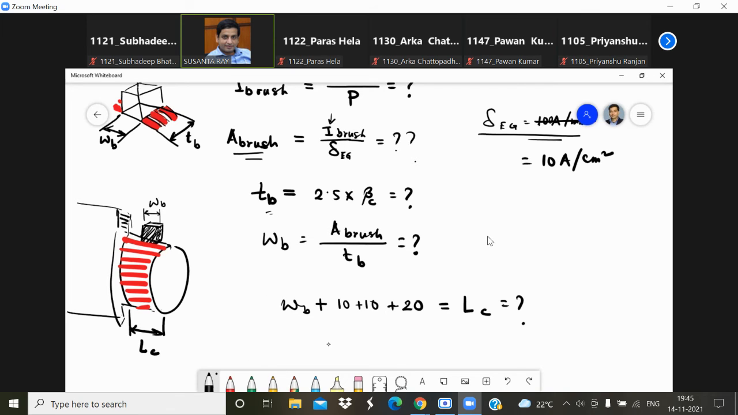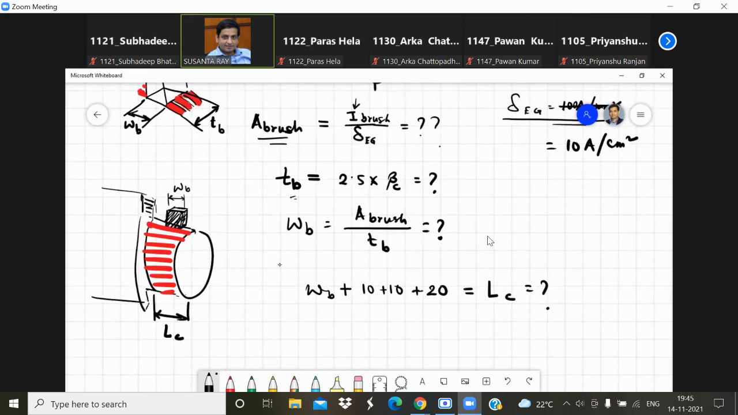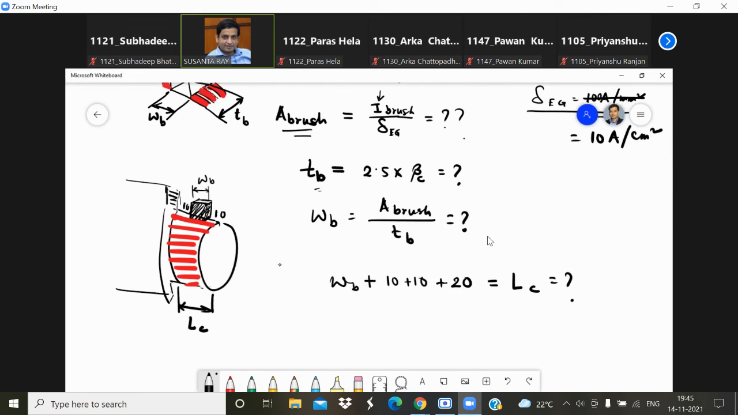I have shown in the figure. Here I am giving 10 mm, here 10 mm, here 20 mm. Okay, and overall the length of the commutator you have to calculate, including the riser.